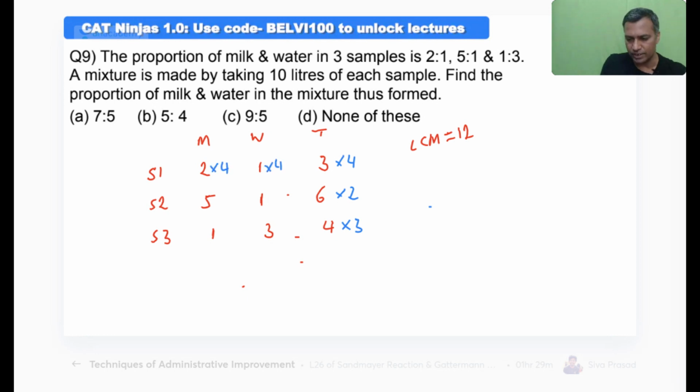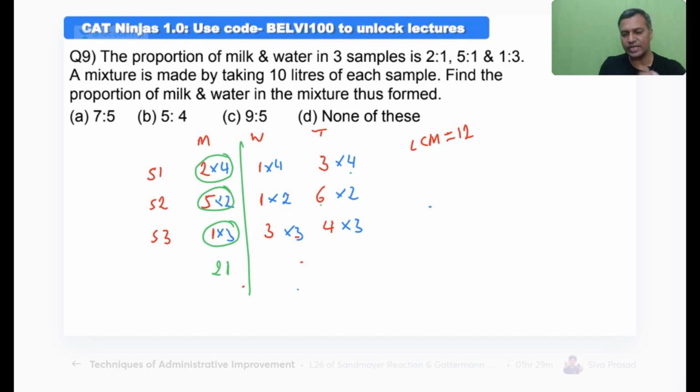This is into 4. This would be into 4. This would be into 2. This also would be into 2. And this is into 3. And this is into 3. So when you want the milk proportion, add up these numbers. This is 8. This is 10, 18. 18 plus 3, 21. 21 on one hand. On the other hand, use these numbers. So this is 4 plus 2, 6, 6 plus 9, which becomes 15. Take the ratio of these numbers, which would become 7:5.